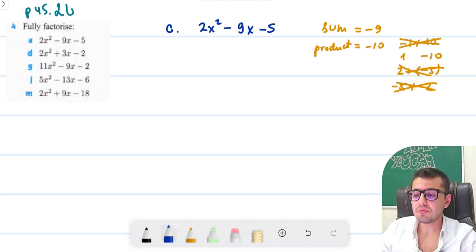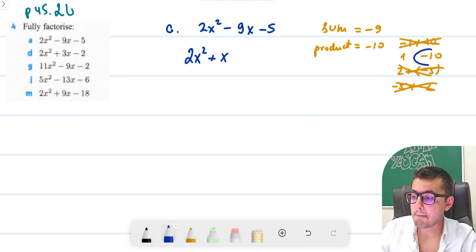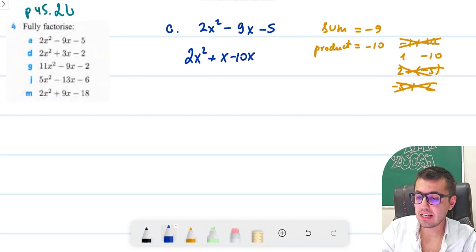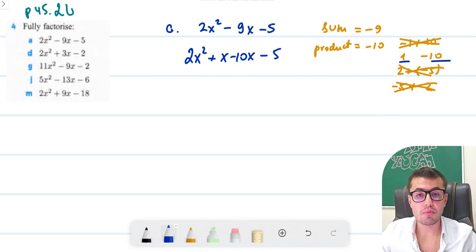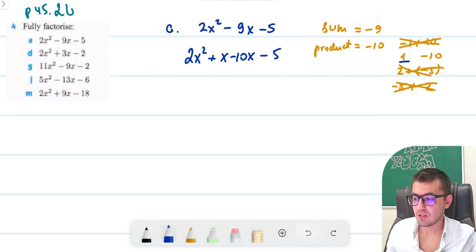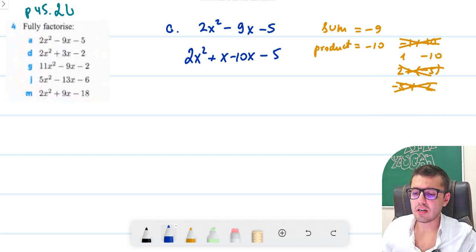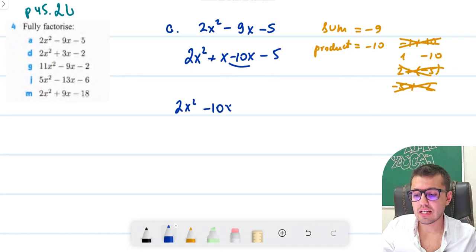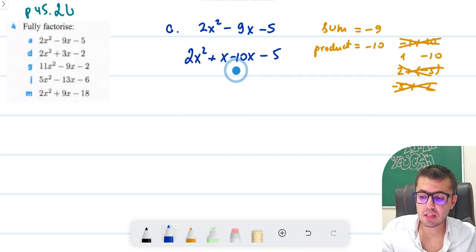So 1 and -10. We leave 2x squared as it is, plus x, minus 10x, and minus 5. As you saw, I added x's to both these numbers, so we should always do this. And by the way, it doesn't matter if you write first -10x, then plus x. The answer will be the same, okay? So I'm going to do this.